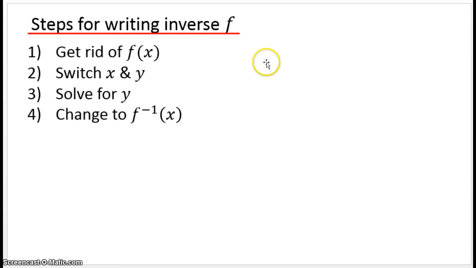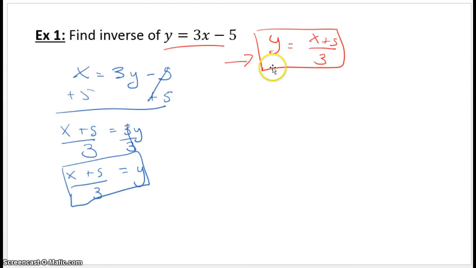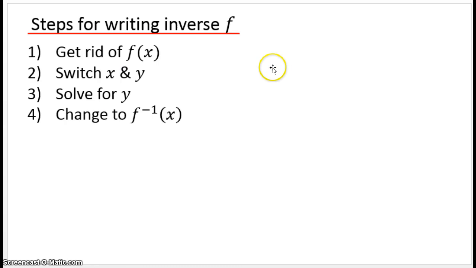Every single inverse function can be written if you follow these 4 steps. These 4 steps correlate very closely to what we saw in the previous example. Two of the things we did in the previous example were switch y and x and then solve for y. So we're going to be doing those exact same things. Now in order for us to follow these steps, the first step we see is get rid of f of x. Well, in the previous example, we didn't have an f of x.